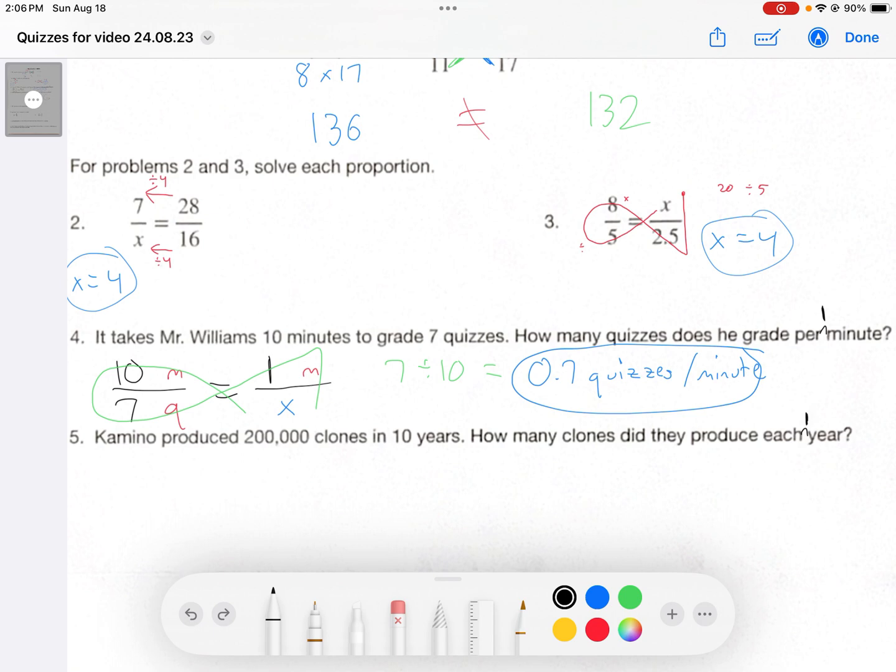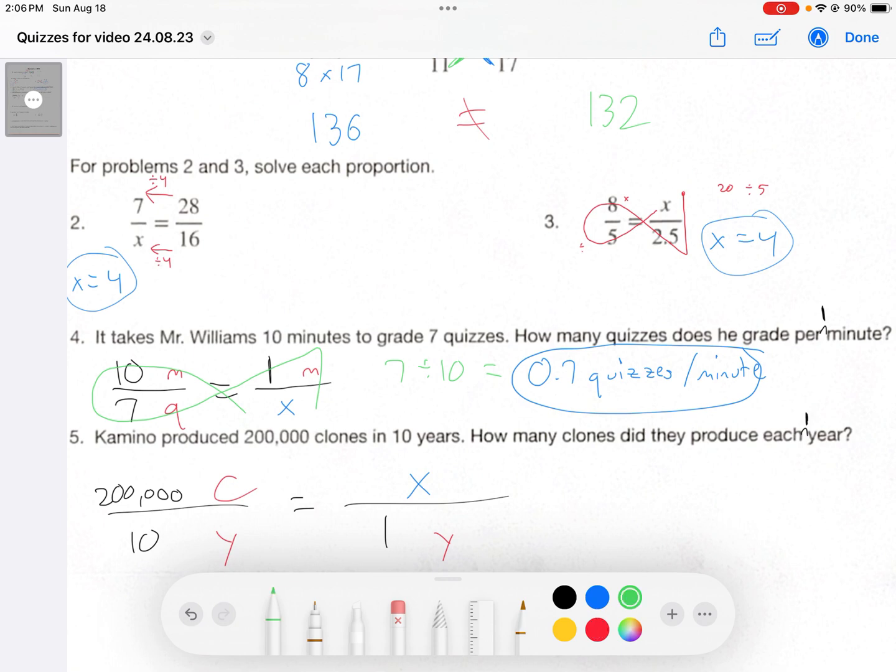Each year means 1 year. So if I set this problem up, 200,000 clones in 10 years, and we're being asked how many clones. I'm putting my variable next to clones they produce in 1 year.